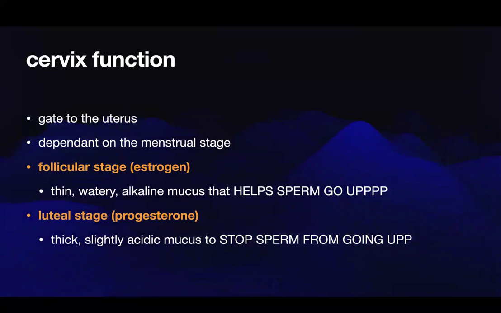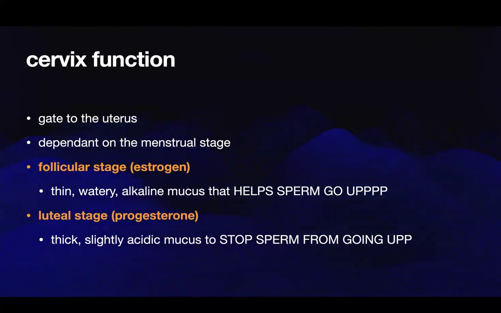In comparison to the luteal stage, which is progesterone predominant, where theoretically you could be pregnant, you don't want more sperm to go into it, so there the mucus becomes much more thick. It becomes slightly acidic, and the main job is to prevent the sperm from going all the way up.